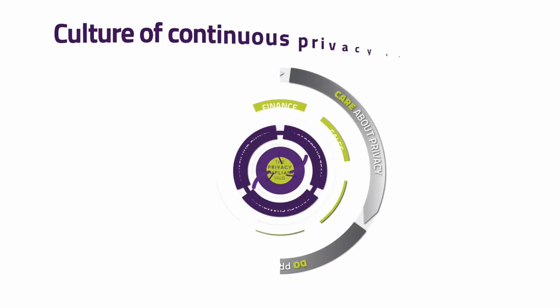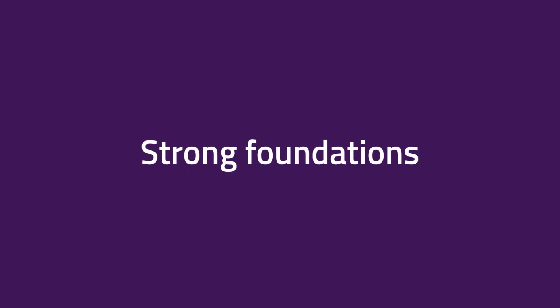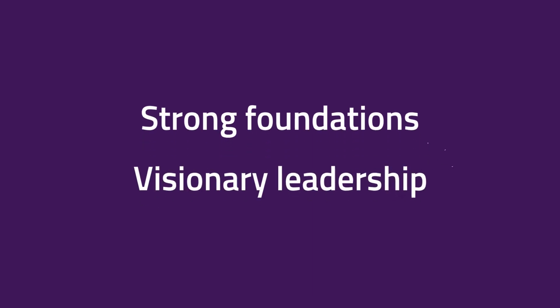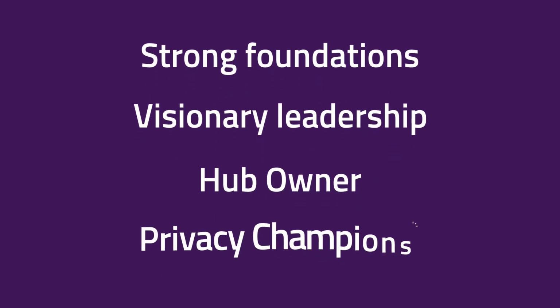In previous videos, we've talked about the big privacy picture and explained what our overall objective is. We've talked about establishing and maintaining a culture of continuous privacy compliance based upon the 8 privacy promises. We've explained that to be successful, you need to have strong foundations in place before you get started. You need a visionary leadership that believes in privacy and which empowers the hub owner and privacy champions.